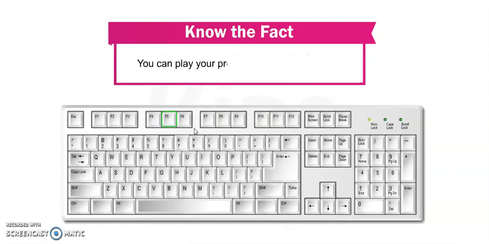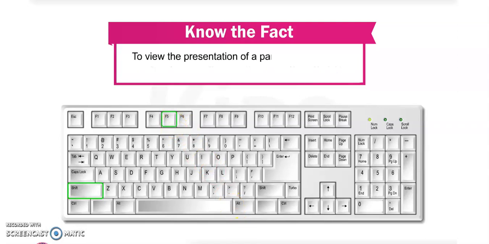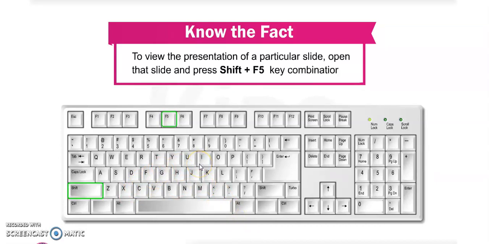And know the fact that you can play your presentation by pressing the F5 key. With the F5 key also we can run a slideshow. To view the presentation from a particular slide, open that slide and press the Shift plus F5 key combination.